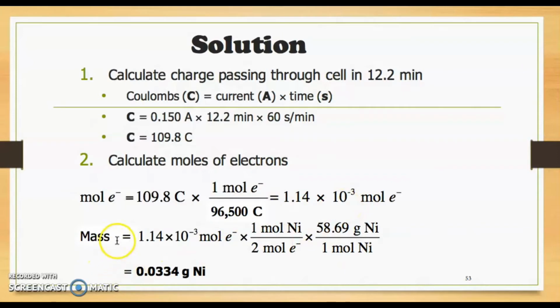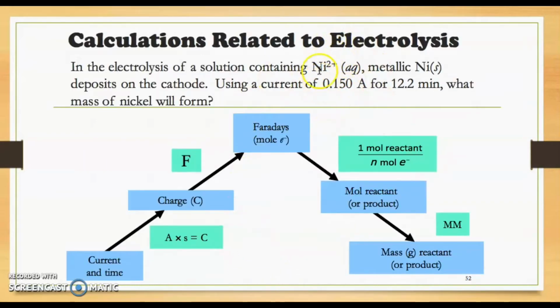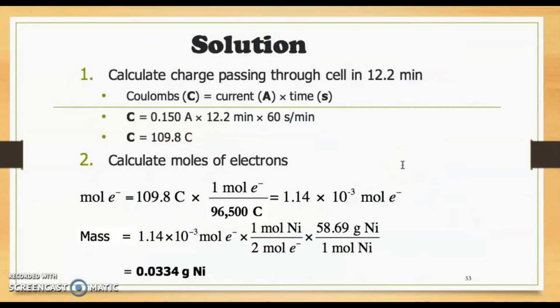To get the mass, number of mole you times with the RMM, but before that you need to divide by the number of mole electrons. How do you get the 2 here? Look at the nickel, 2 positive, meaning that to get the nickel, nickel 2 positive gains 2 electrons and produces the nickel. So 2 electrons is the number of mole electron. So 2 here, and multiply by the RMM of the nickel, and this is the mass of nickel.